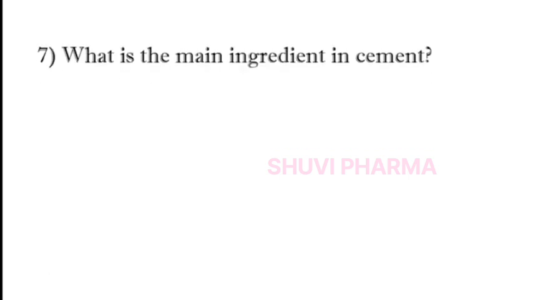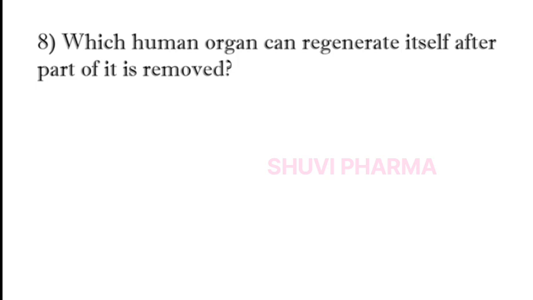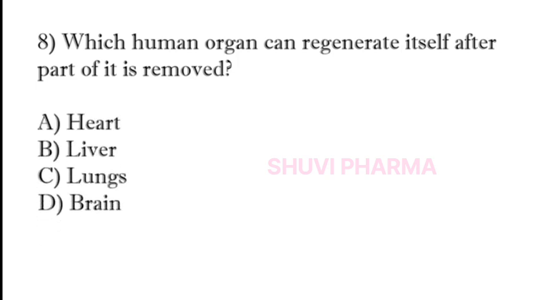What is the main ingredient in cement? Sand, lime, clay, gypsum. The correct answer is option B, lime. Which human organ can regenerate itself after part of it is removed? Heart, liver, lungs, brain. The correct answer is option B, liver.